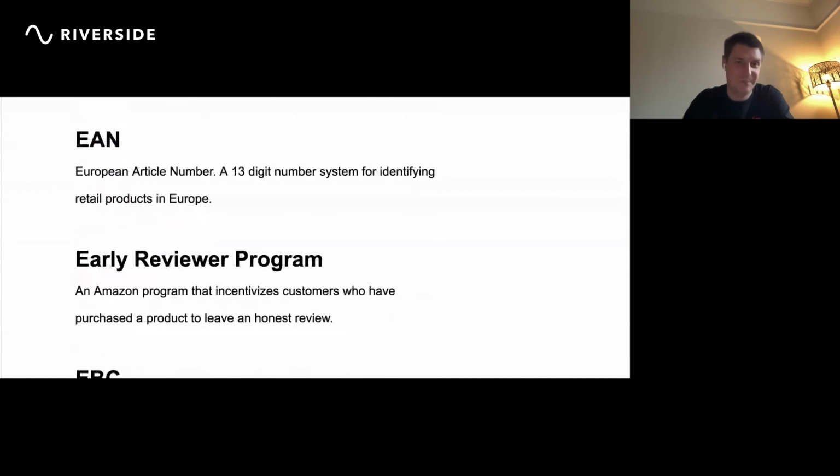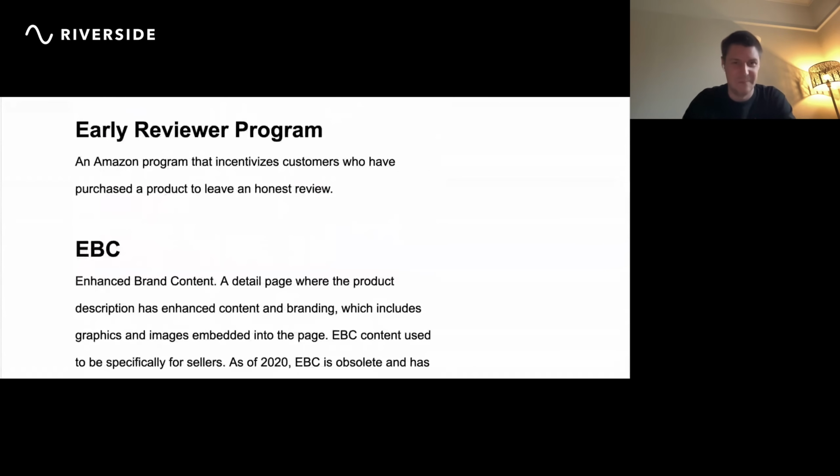DTC, direct to consumer. EAN, we touched on this when we were talking about ASINs, but EAN is the barcode. It's the European article number. It's that 13-digit number for identifying those products. So you will need one of these before registering an ASIN.